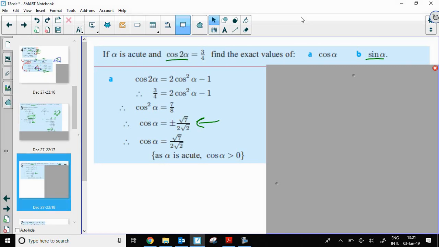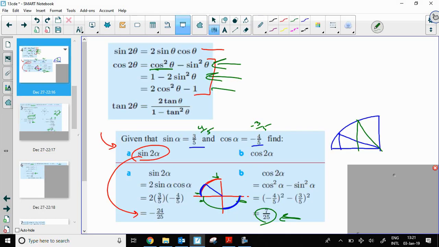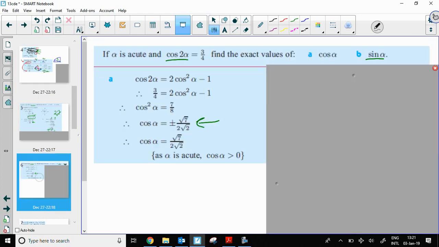Okay, now for the second one, we've actually got quite a few options, right? So first of all, we could use this one here. We know cosine of 2 alpha. We could set that equal to 1 minus 2 sine squared and kind of work it out similarly to how we just did the previous one. We could also use this one here because we know what cosine of alpha is now, so we can just square that and then work out what sine squared is, and then take the square root and so on.